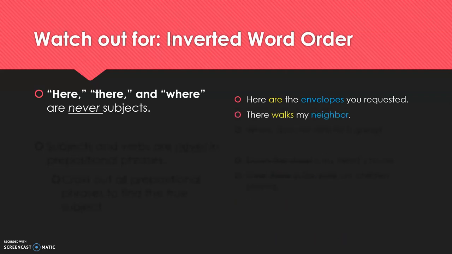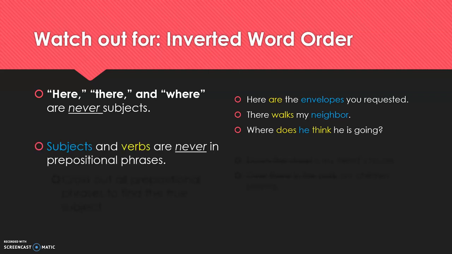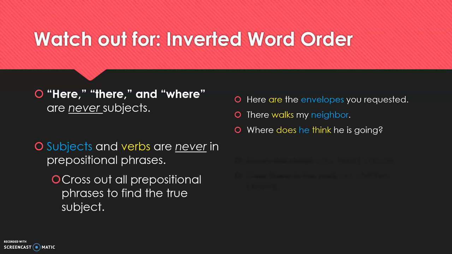There walks my neighbor. Who walks? Neighbor walks. Where does he think he is going? Does think. Who does think? He does think. Also remember, subjects and verbs are never in prepositional phrases, so cross out prepositional phrases to find the true subject.